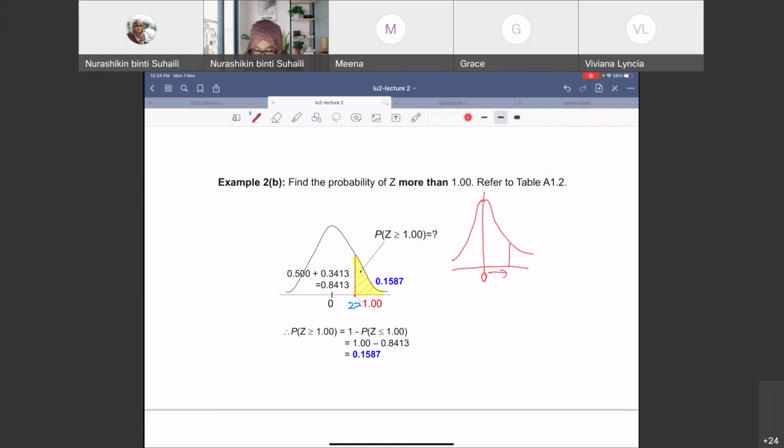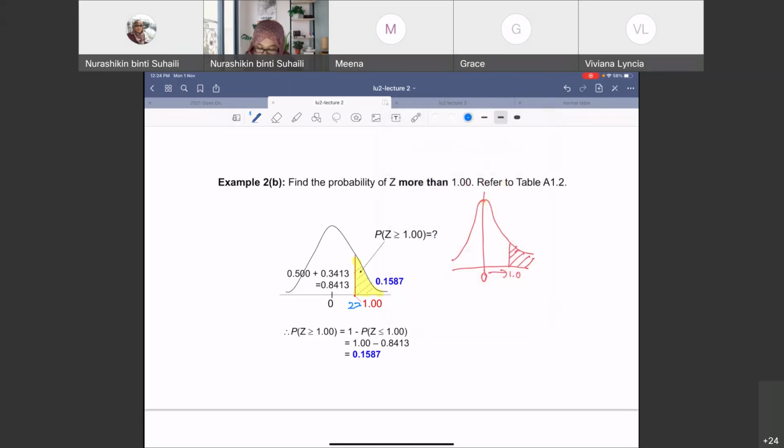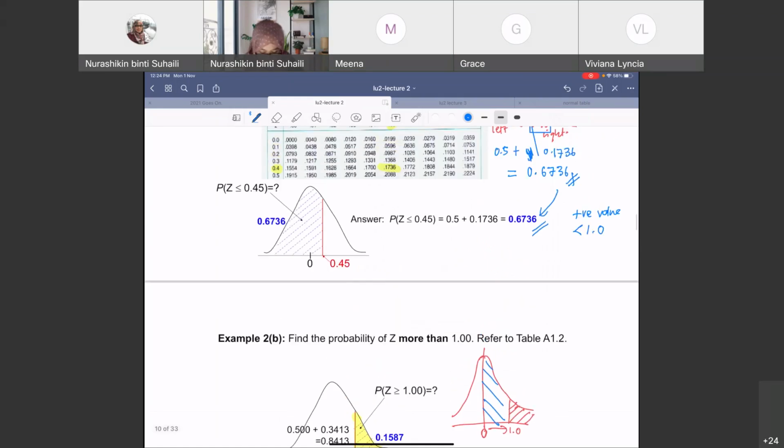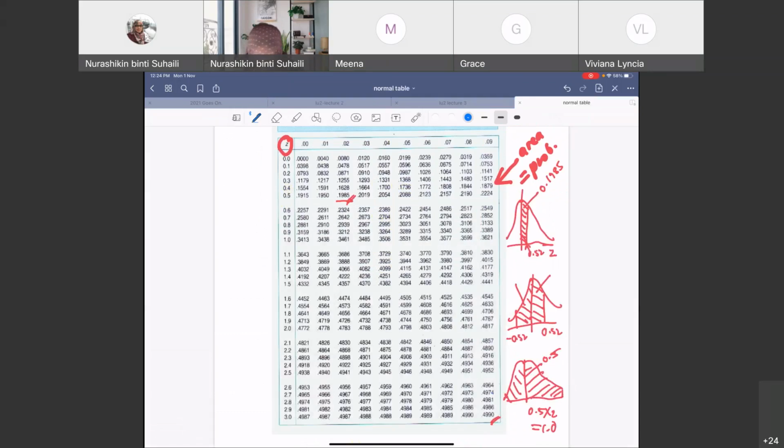Let's say you have this z of 1.0. You want to find this area, but the one given to you in the table would be this area actually. So if you refer to the table just now, when z equals 1, this one is 0.3413.